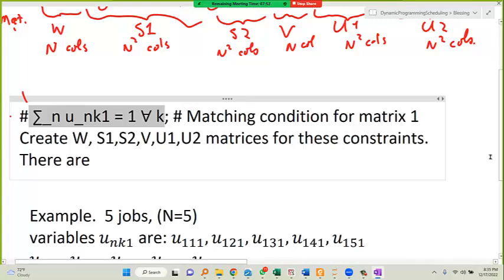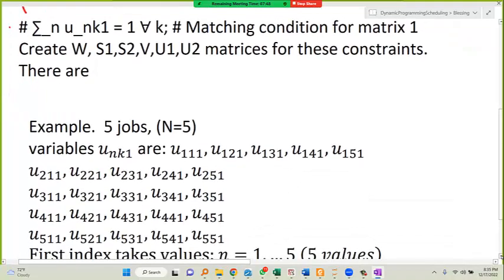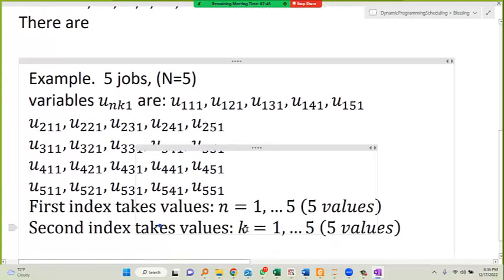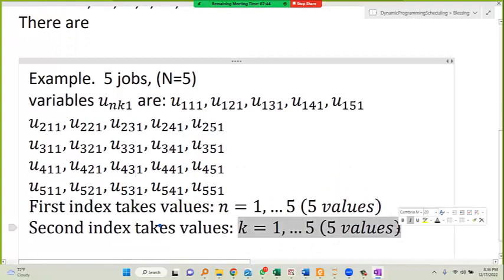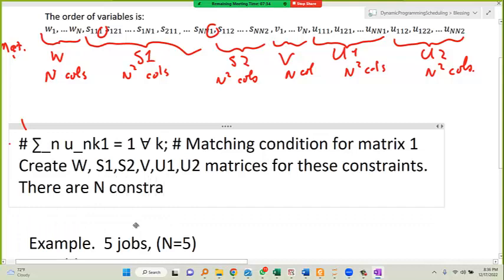There are 5 values of k. You just finished telling me there are 5 values of k. So there are 5 constraints. And so in this case, there are going to be n constraints.